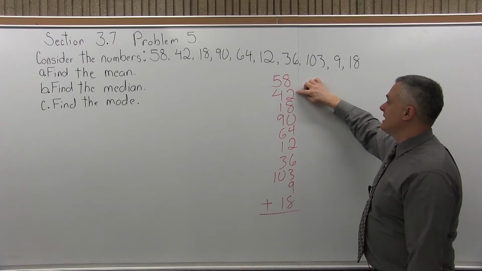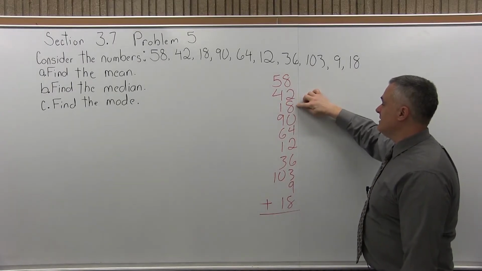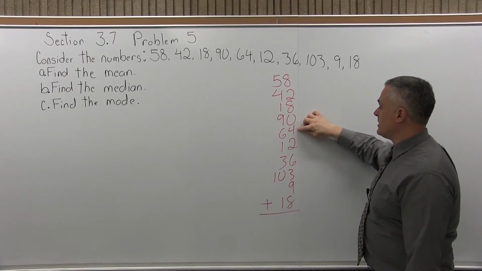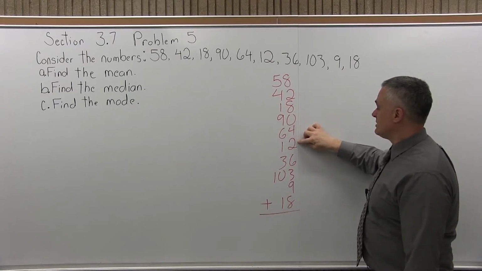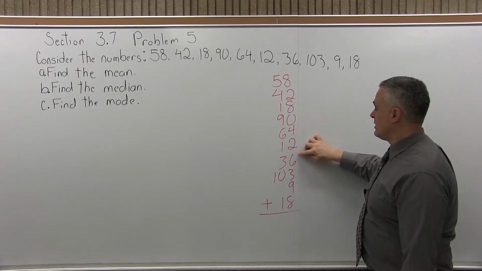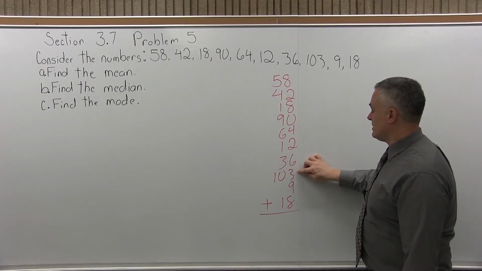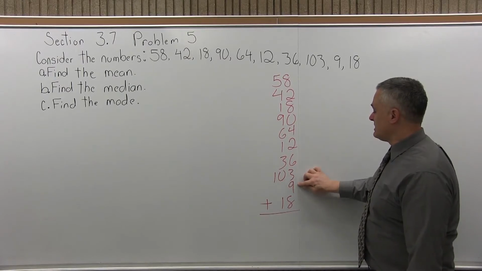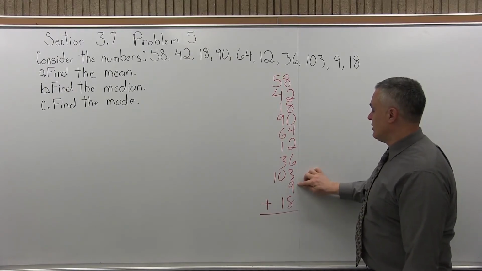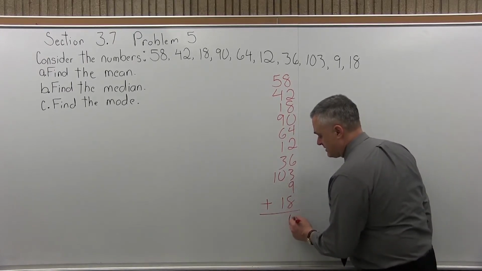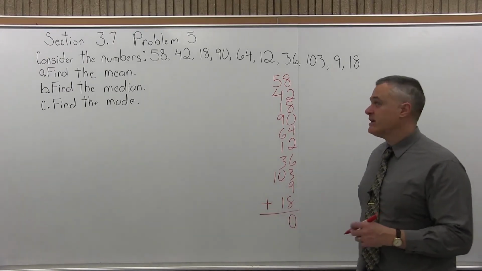8 plus 2 is 10. 10 and 8 is 18. 18 plus 0 is still 18. 18 plus 4 is 22. 22 plus 2 is 24. 24 plus 6 is 30. 30 plus 3 is 33. 33 plus 9 is 42. 42 plus 8 is 50. So put the 0 from the 50 under that column of digits.